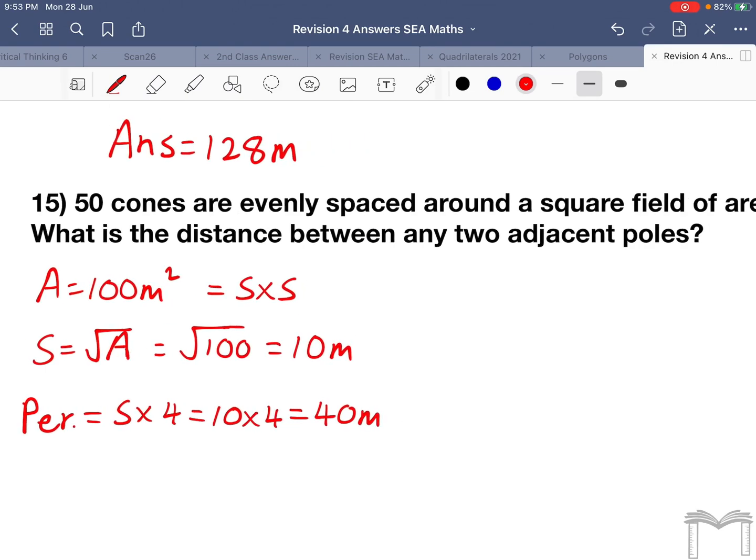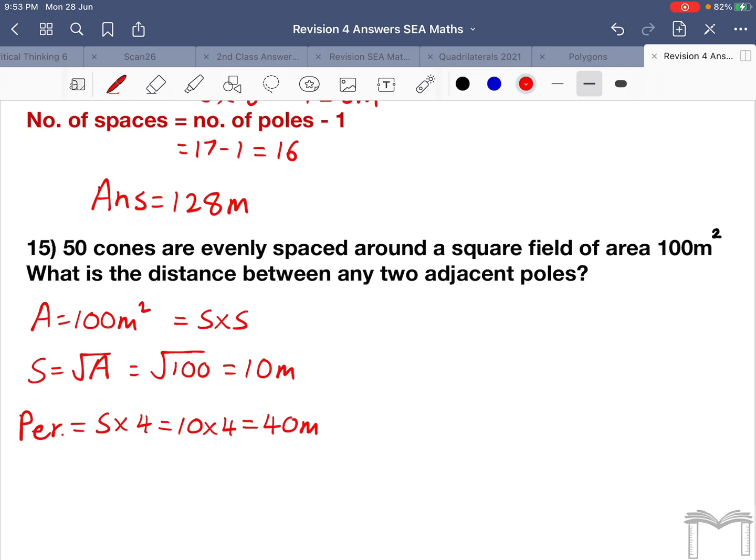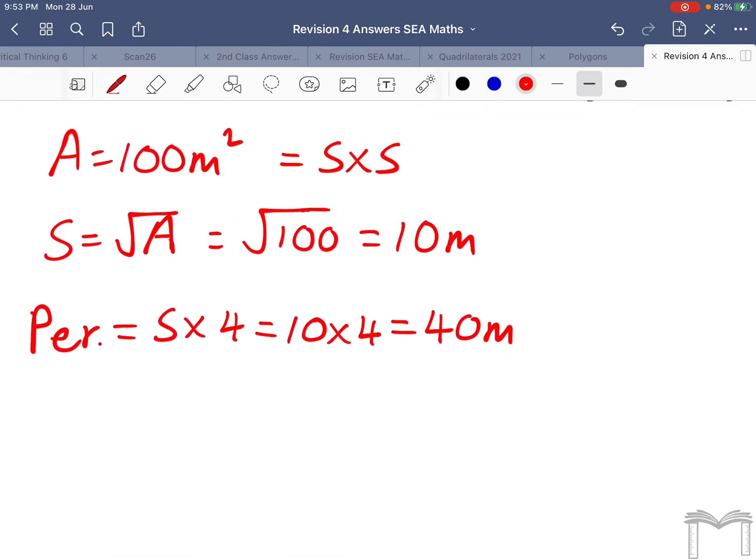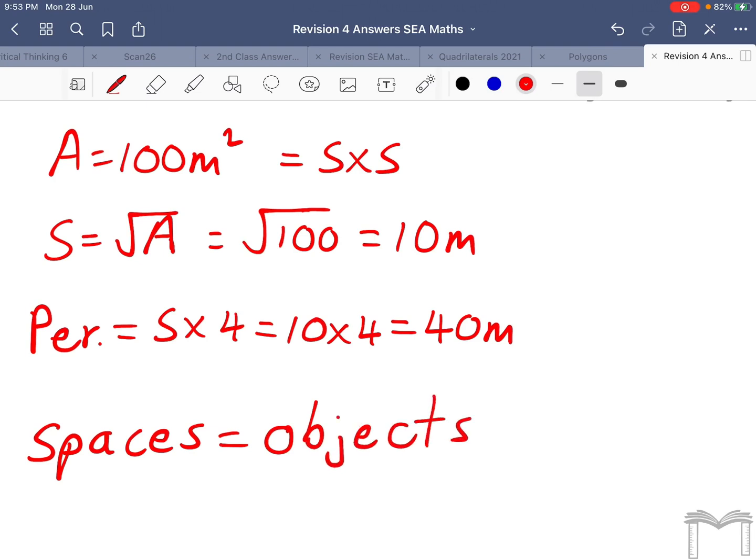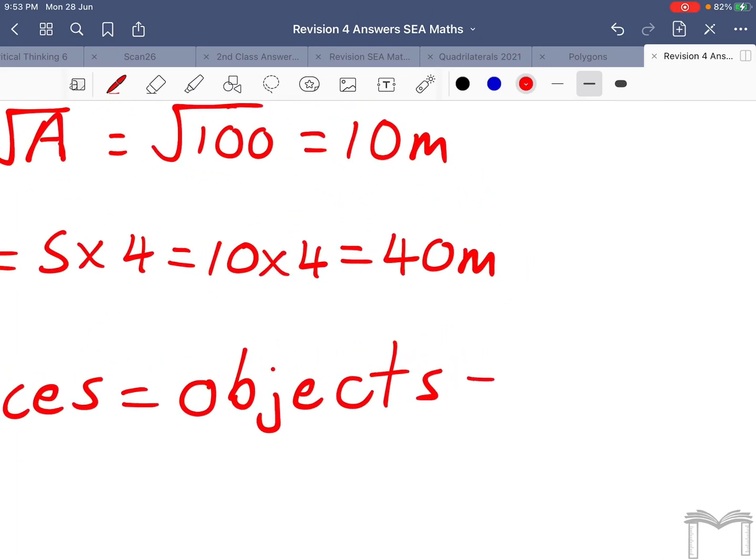So now that we have the perimeter, we can determine the spacing. The spacing is the total length, in this case the perimeter, divided by the number of spaces. So for objects in a perimeter such as this question, the number of spaces is equal to the number of objects, such as the cones. So the number of spaces between the cones is equal to the number of cones, and we know that that is given to be 50.